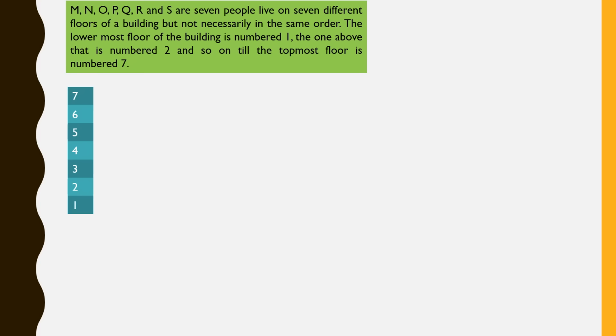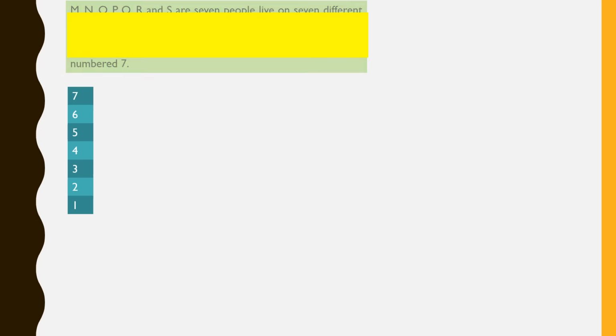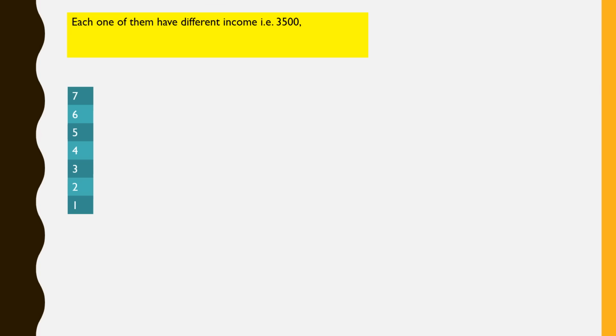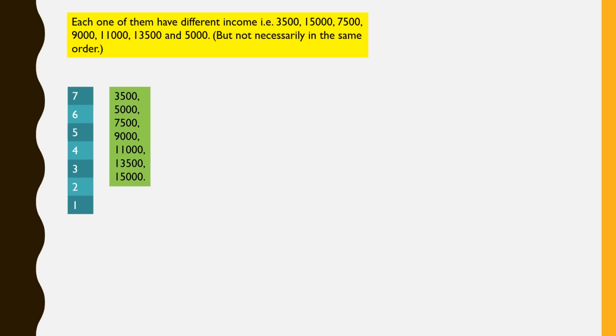This can be reduced into the graphical form like this: there are 7 floors, and from bottom to top 1, 2, 3, 4, 5, 6, 7. The second statement is that each one of them has a different income, that is 3,500, 15,000 and so on, which can be reduced into this form: there are a total of 7 persons with 7 different incomes. So at the end of this puzzle we should be able to determine which person lies on which floor and what is their income.